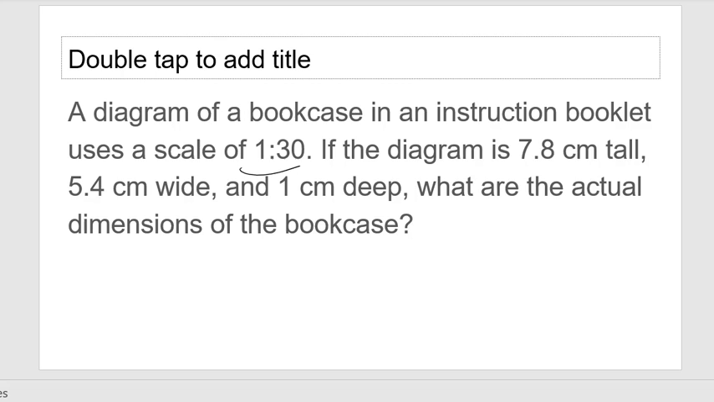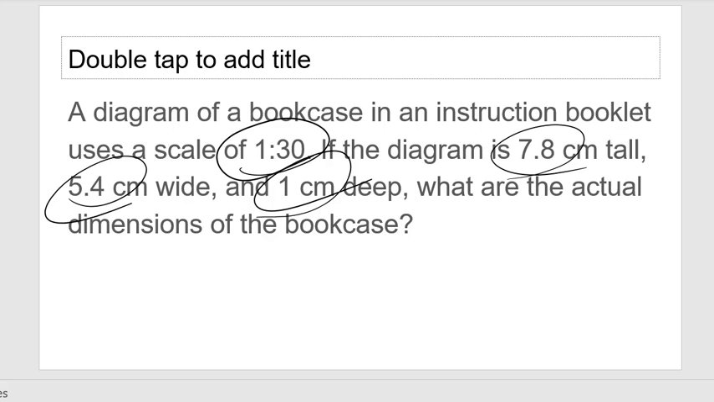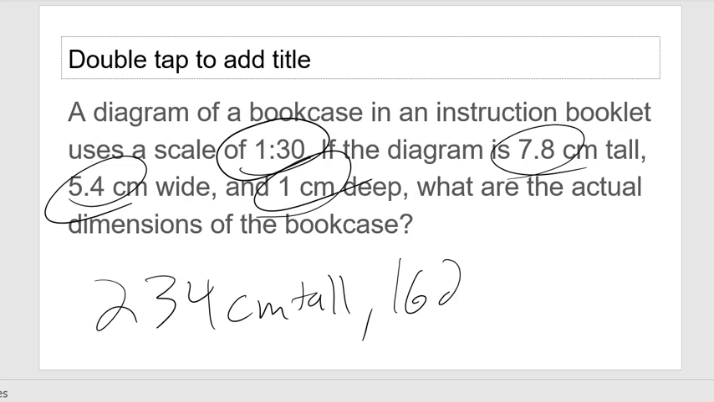But the easiest way to do this is organize this scale right here. This says 1 centimeter equals 30 centimeters. You can only do this when there's a 1 here. All you have to do is multiply all these numbers by 30. That's all you've got to do. So 7.8 times 30 is 234 centimeters tall. 5.4 times 30 is 162 centimeters wide. And then 30 centimeters deep.